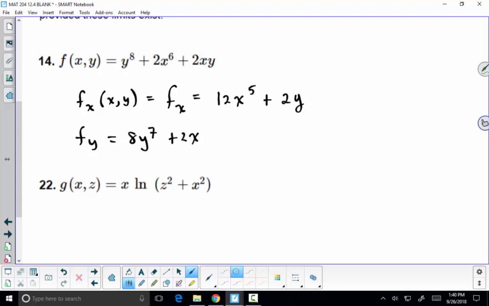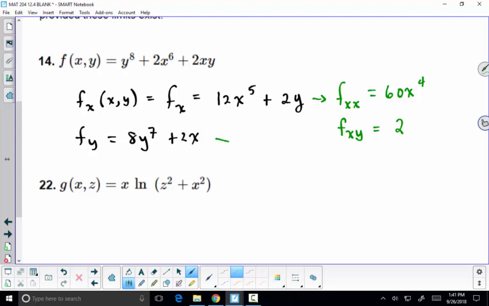And now you can keep on trucking with these partial derivatives, just like derivatives. We could take f sub x and then partial it with respect to x. This would be the second order partial. And you know what the second derivative measures. The second derivative is measuring concavity. Same thing. Second order partials are going to give you a clue as to the concavity of the surface. So that's going to be 60x to the 4th. You could also take f sub x and partial it with respect to y. You would get 2.